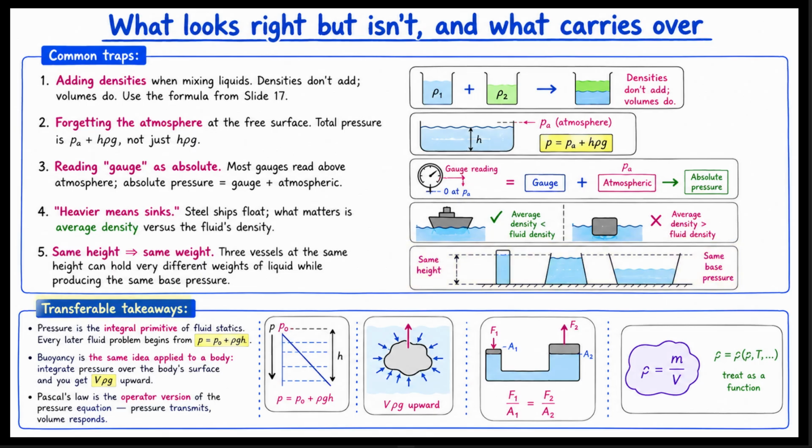The transferable takeaways go further. Pressure is the foundational equation of fluid statics. Every later fluid problem begins from P equals P0 plus rho g h. Buoyancy is the same idea applied to a solid. Integrate pressure over the body's surface and you get V rho g upward. Pascal's law is the operator version of the pressure equation. Pressure transmits, volume responds. And density is mass per volume that changes with both pressure and temperature, so treat it as a function, not a constant, when those change.